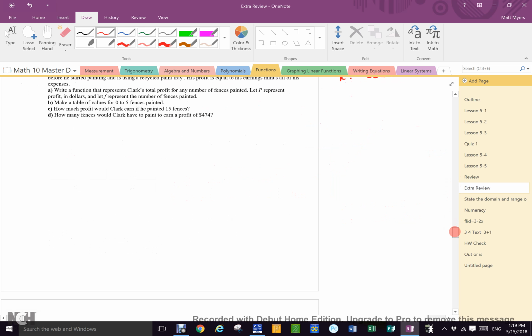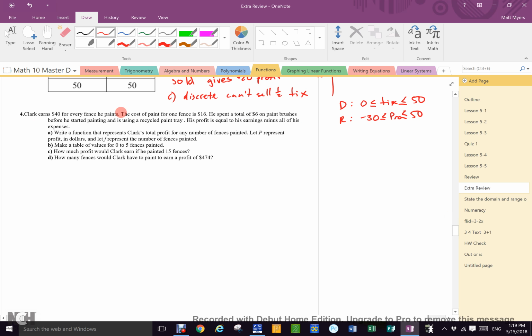And finally, Carl earns $40 for every fence he paints. Cost of paint is $16. Spends $6 on paints and is using a recycled paint tray. His profit is equal to the earnings minus expenses. So P is profit and F is fences. I put it in this order because the profit depends on the fences. He earns $40 for every fence he paints. Every fence costs $16, and he spent $6 when he started.